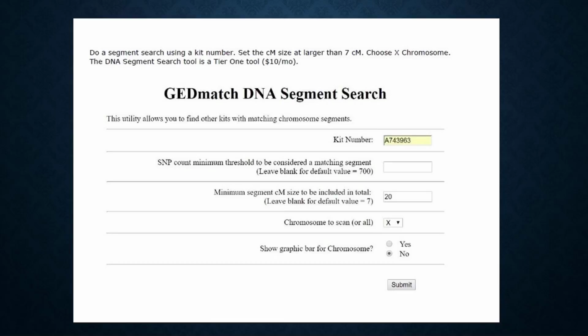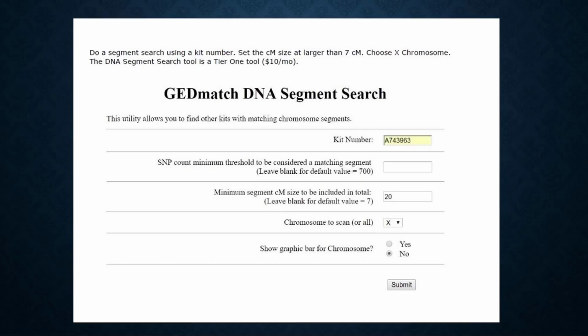So I did a segment search using the kit number. I set the centimorgan size larger than 7. I generally set it at 15 or 20. I just kind of go with the bigger numbers. The smaller the piece, the more difficult it's going to be to determine where it came from. So I just use that kind of as a rule of thumb. If the entire X is 196 long, a pretty significant 20 centimorgan match is a good place to start. I'm going to scan on just the X, although this does work for all the other chromosomes.